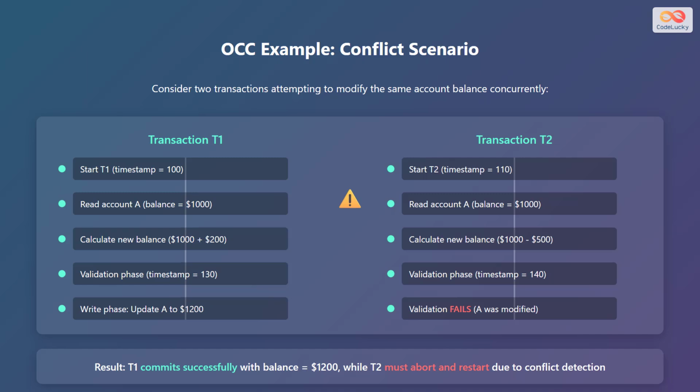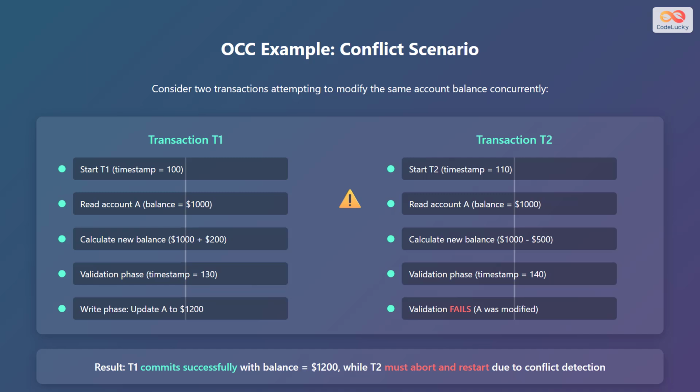Let's walk through an example scenario to illustrate how optimistic concurrency control handles conflicts. Consider two transactions, T1 and T2, attempting to modify the same account balance concurrently. Transaction T1 starts at timestamp 100, reads account A with a balance of $1,000, calculates a new balance by adding $200, enters the validation phase at timestamp 130, and then updates account A to $1,200 during the write phase.